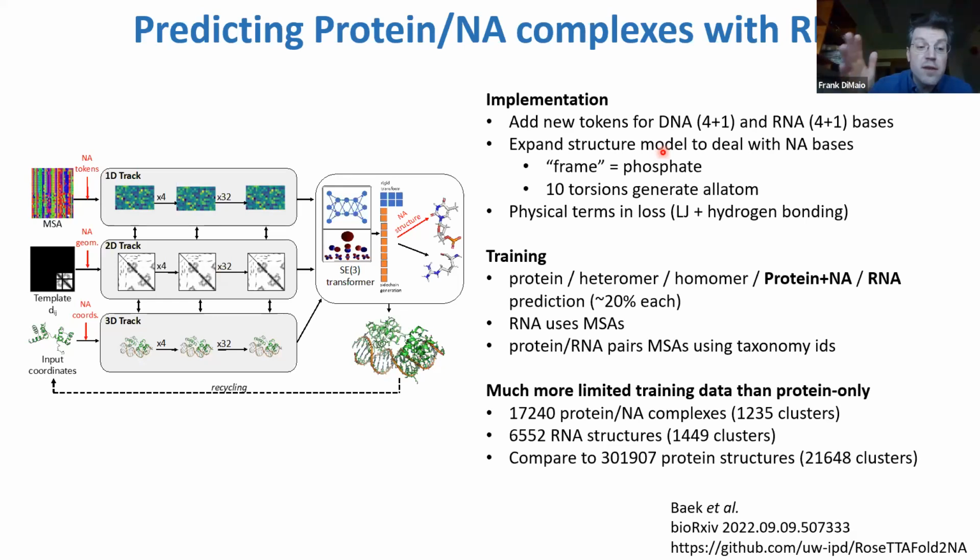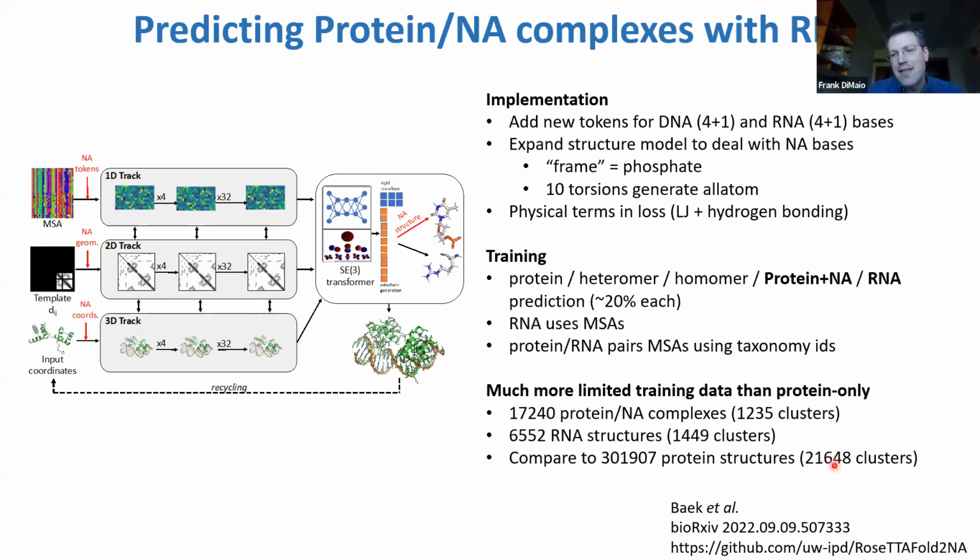The other thing that we did that was new is we knew this is limited data, and the bottom talks about that: we have less than 1/10 of the data. We went to the PDB, and our training set itself consists of 17,000 protein-nucleic acid complexes, but if you cluster these, there's a lot of redundancy, and it's only 1,200 unique clusters. There are 6,500 RNA structures, and if you cluster these, it's only 1,400 unique clusters. So this is really not a lot of data.